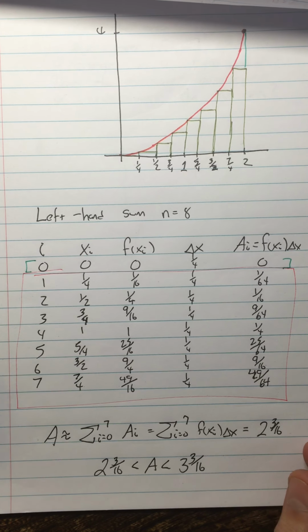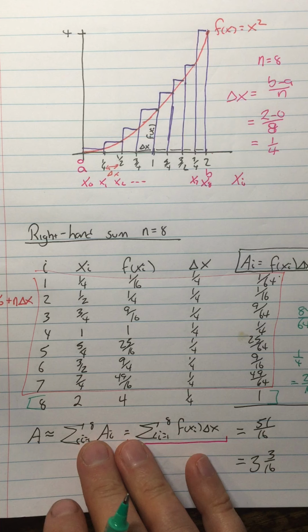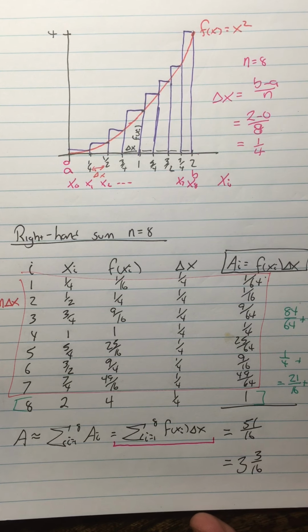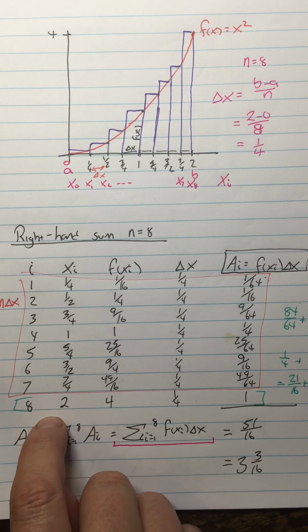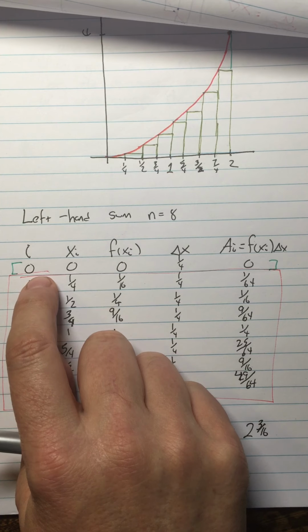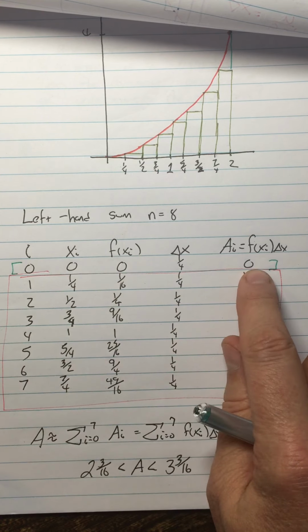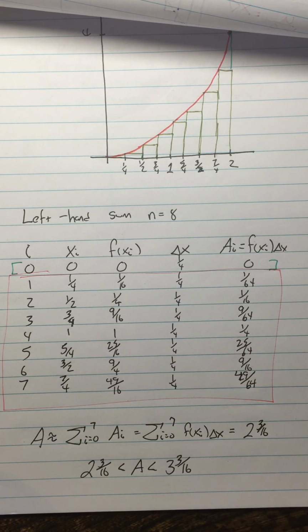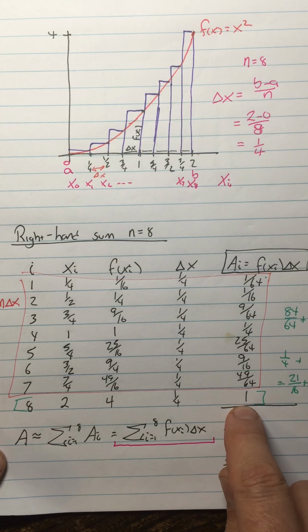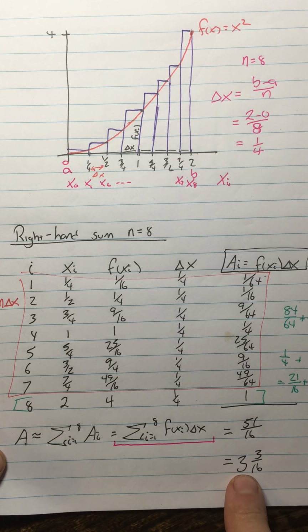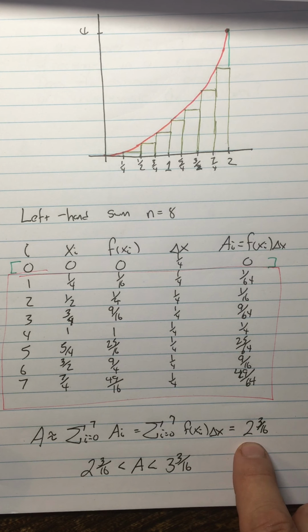So once I calculate the right-hand sum, I can get the left-hand sum just by taking the right-hand sum, subtracting off a sub 8 and adding on a sub 0. Since a sub 0 was 0 anyway, all I really have to do is subtract a sub 8, and a sub 8 was 1. So all I have to do is take this number, 3 3/16, and subtract 1, and I get 2 3/16. And that's what the left-hand sum is.